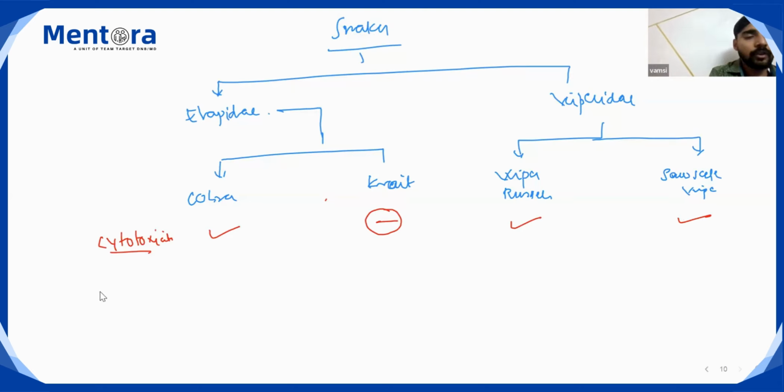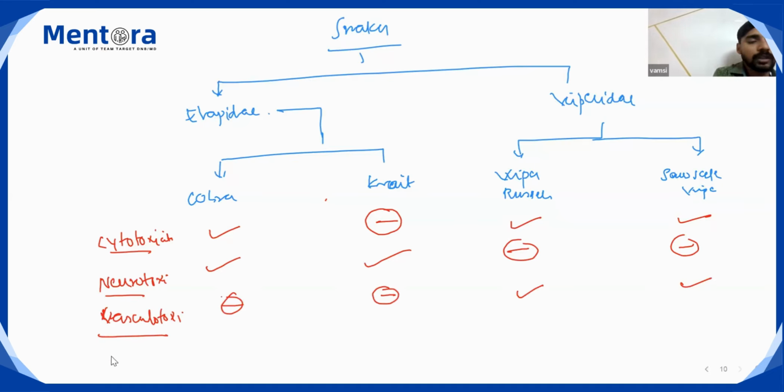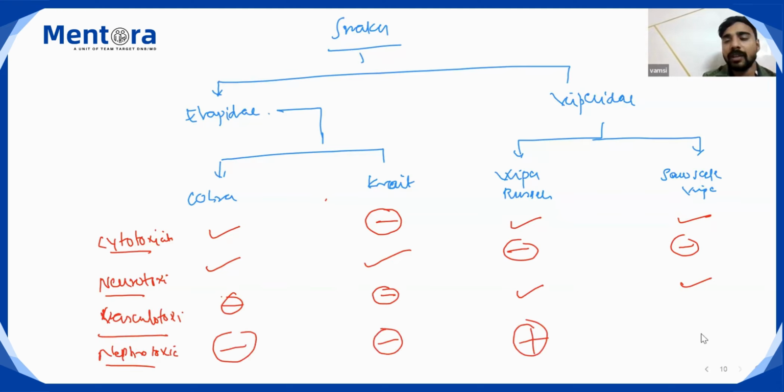Second, neurotoxicity. Neurotoxicity is produced by the cobra and krait and never by the vipers. So these are neurotoxic snakes, or Elapidae snakes. Then vasculotoxic or hemotoxic. Vasculotoxicity is produced by the viper and also the saw-scaled viper, but never by the cobra and krait. And last is nephrotoxic. Very, very important, I already discussed. Nephrotoxicity is seen only with the viper, Russell's viper, and not with the cobra or krait, and never with the saw-scaled viper. Very, very important table clinically.